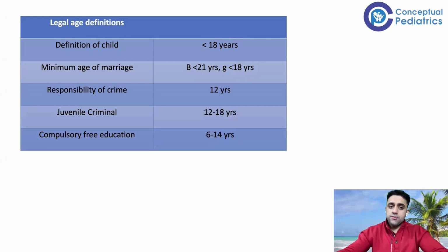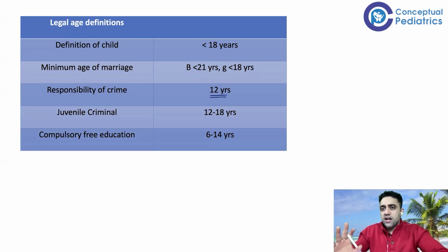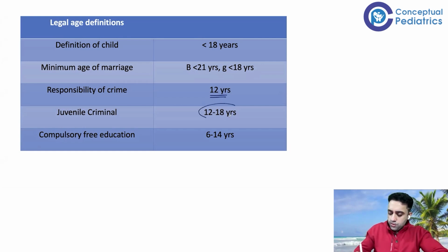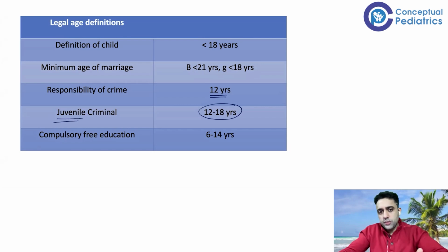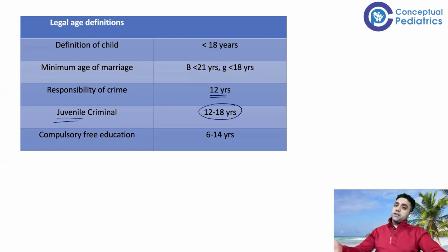Responsibility of crime: 12 years is the cutoff where I can say this child is responsible for crime. Juvenile crime, as the word says, is from 12 to 18 years. And compulsory free education, the government gives from 6 to 14 years.